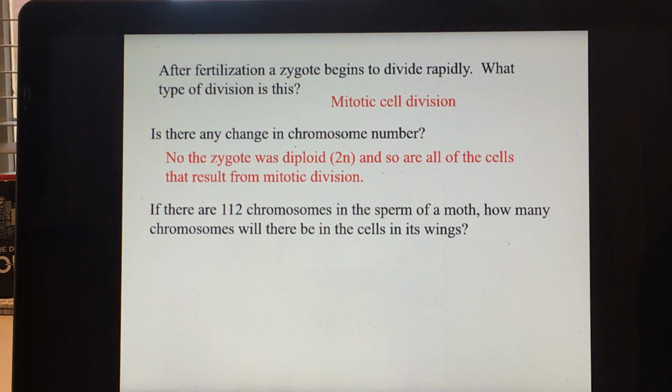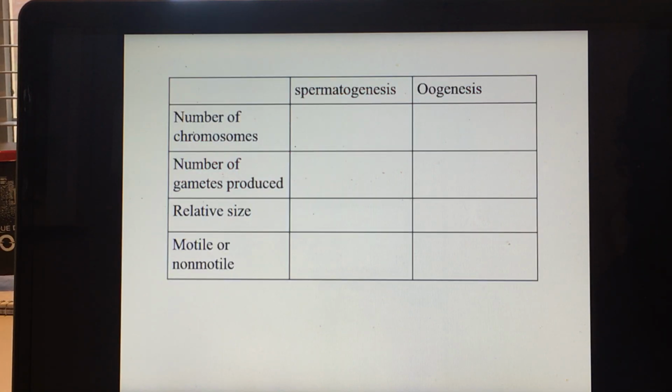If there are 112 chromosomes in the sperm of a moth, how many chromosomes would there be in the cells in its wings? There would be 224, because if the sperm has 112 chromosomes, the egg would have 112 chromosomes, and when fertilization occurs, you would add those together to get 224. The cells in its wings would be somatic cells or body cells.